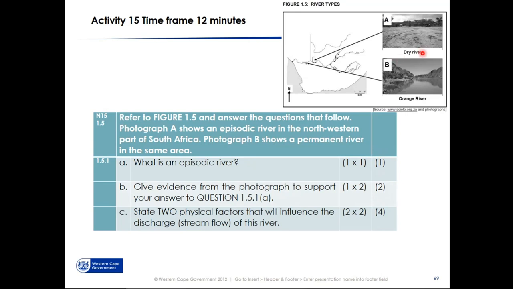Now this dry river that you see over here, okay, that dry river can actually be classified either as a periodic river or an episodic river. Because, like I said to you, a periodic river only flows a certain time of the year. Now, I'm going to show you something that will help you a lot when you do map work and they ask you a question on the rainfall of that particular area.